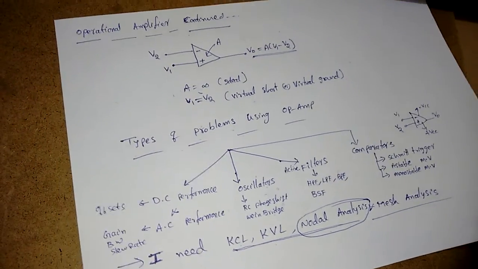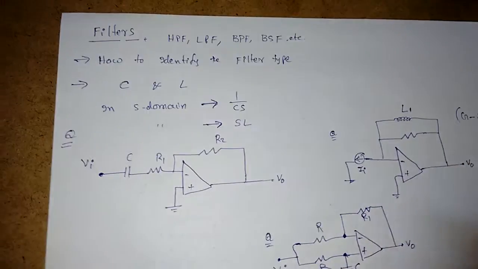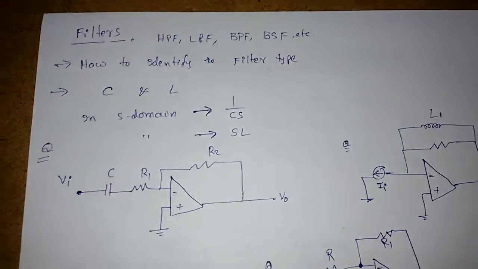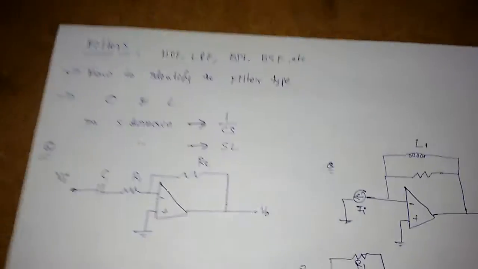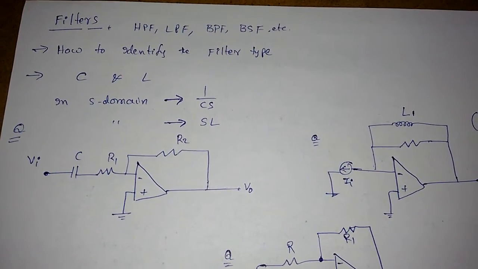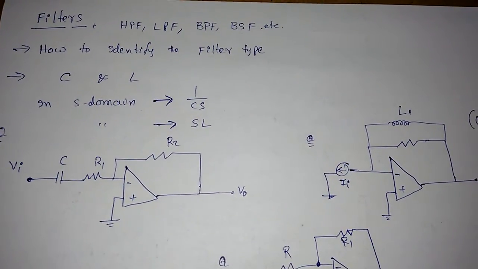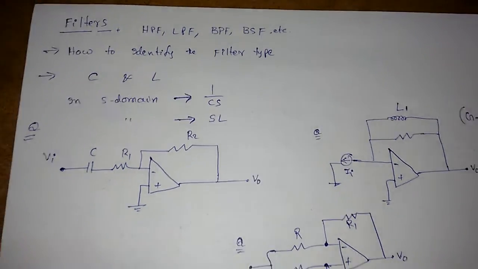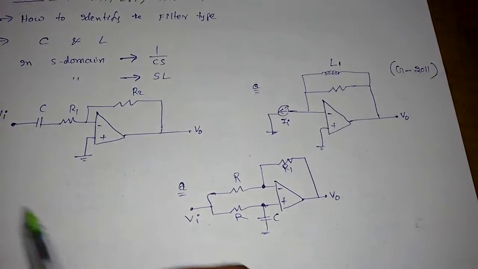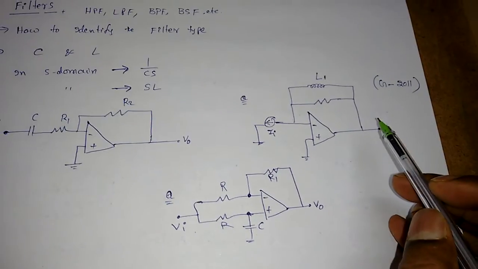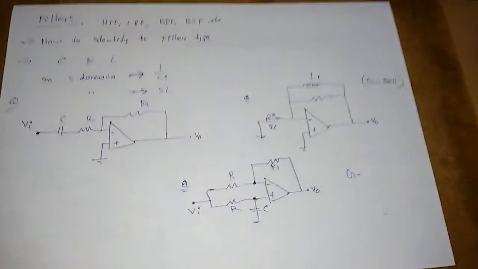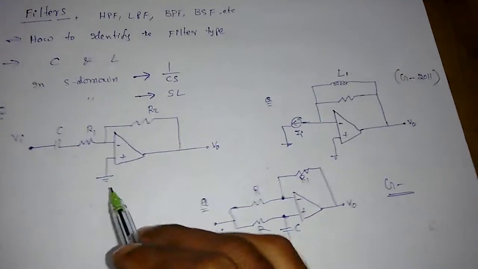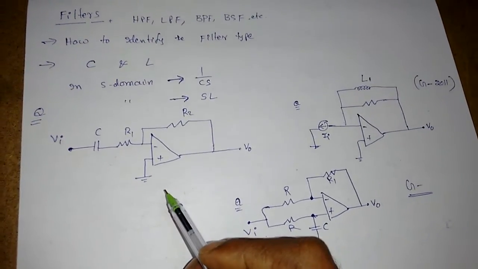Now, once we know this, I will start with filters, active filters. In GATE, every time they will ask you to identify the filter type. Generally the questions will be either high pass filter or low pass filter. So questions come like this. This was GATE 2011, and this was a GATE problem from 2004 or so. This is also a GATE problem, and this one is an example.